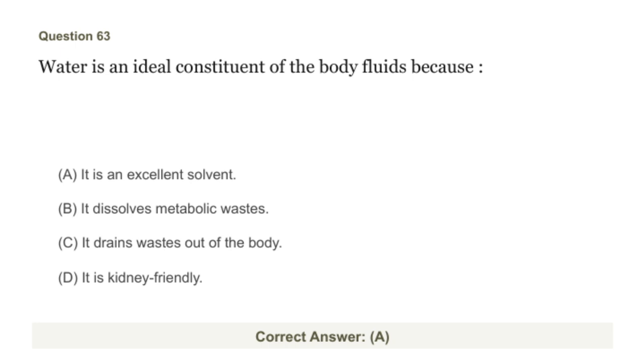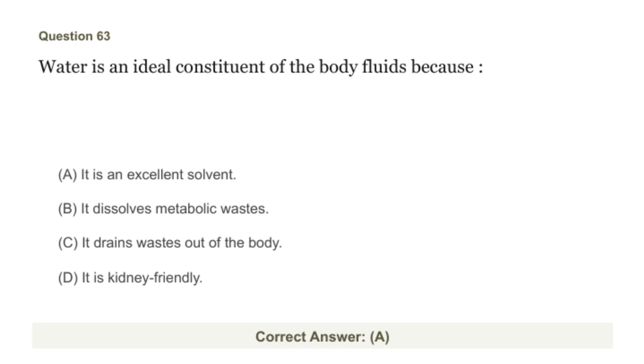It also dissolves metabolic wastes, making it easier for our body to eliminate them efficiently. This dissolving property supports the overall health and proper functioning of our organs, especially the kidneys. Now, it's important to note what water is not primarily doing here. It doesn't directly drain wastes out of the body. That's more the role of the kidneys and other systems.